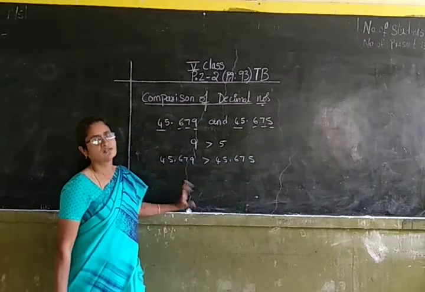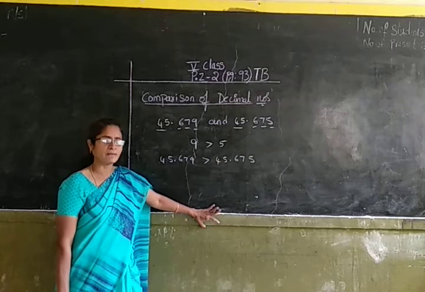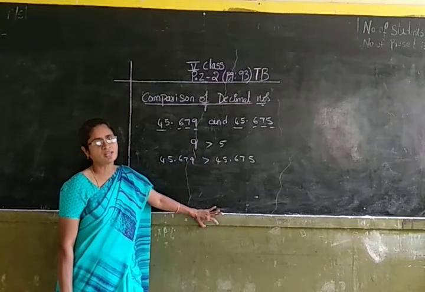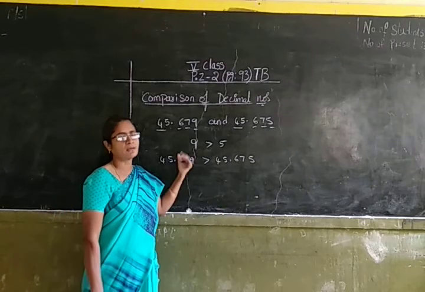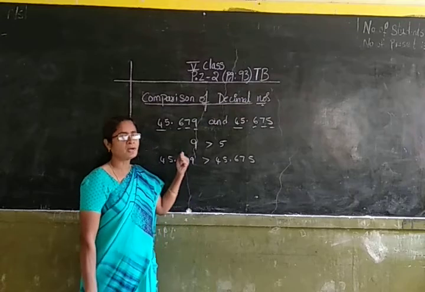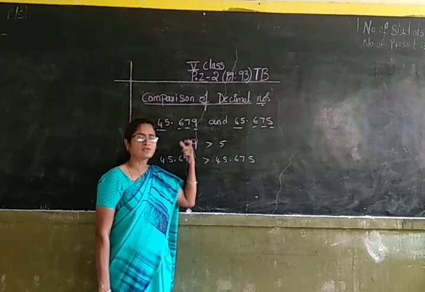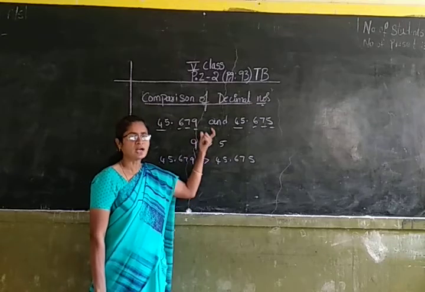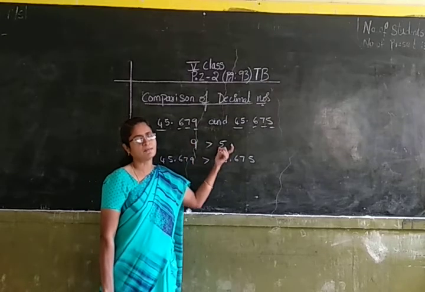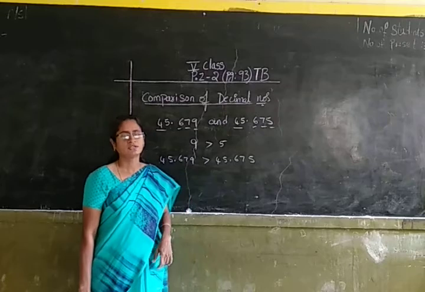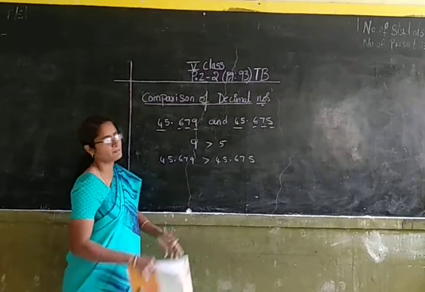Did you understand, children? First what you have to do? First you have to compare the whole number part. If the whole number part is same, then you have to compare the decimal part. In the decimal part, first you have to compare the tens place. If the tens place are same, you have to compare the hundreds place. If the hundreds place are same, then you have to compare the thousands place. Did you understand, children? So this is the way of comparing the numbers.